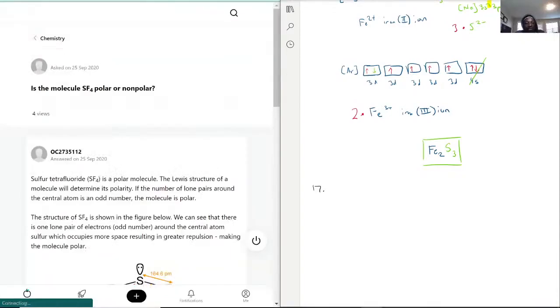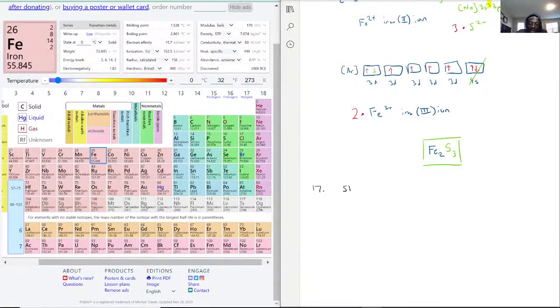Okay. Is the molecule SF4 polar or non-polar? For this one, actually, we're getting a lot of polar, non-polar practice. This is good. Polar or non-polar for question 17.